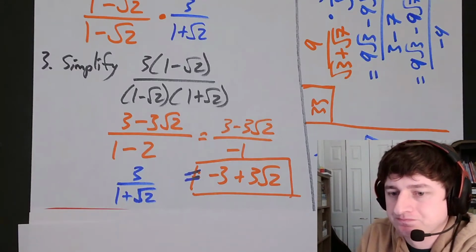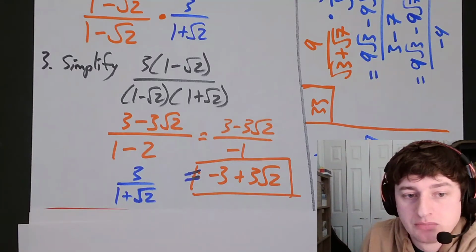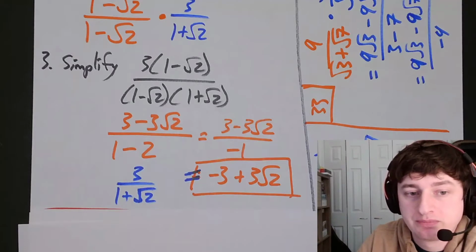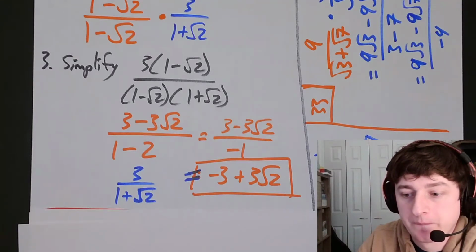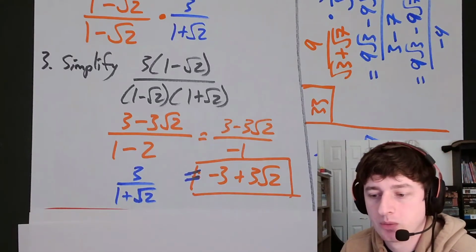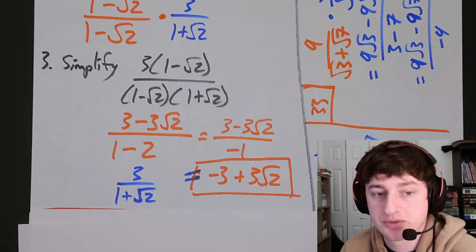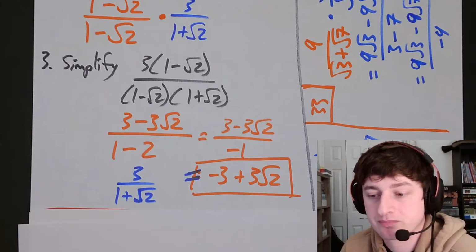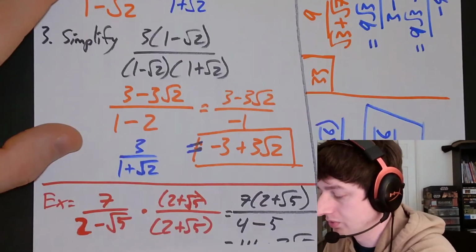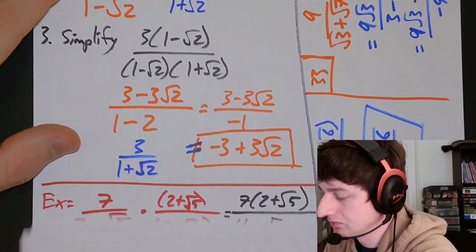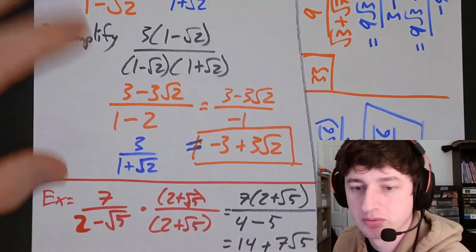Okay, and that's it. So we multiply our original problem by the conjugate divided by the conjugate, and then we simplify that fraction. We'll see if we can finish all these examples in time. Okay, so we're gonna do 3 more of these.